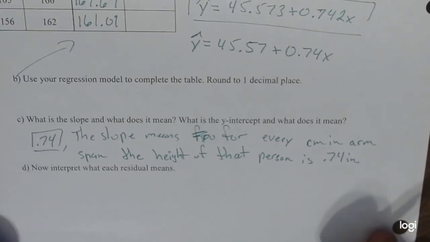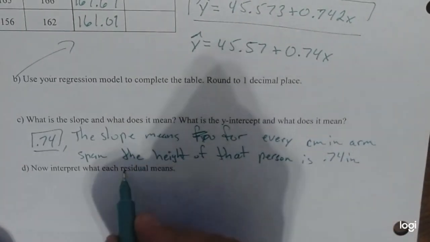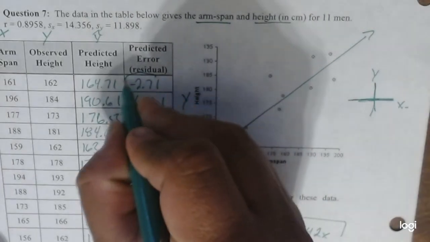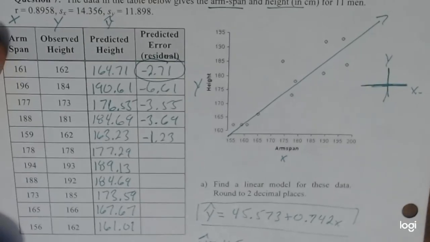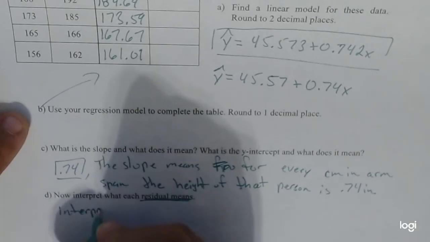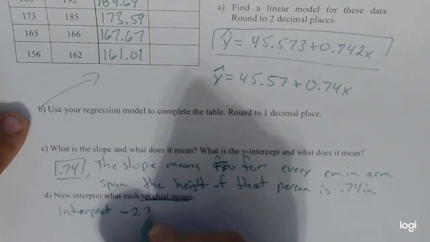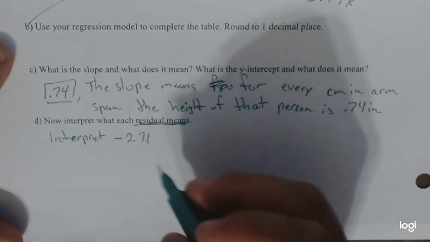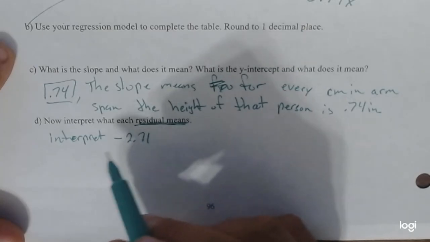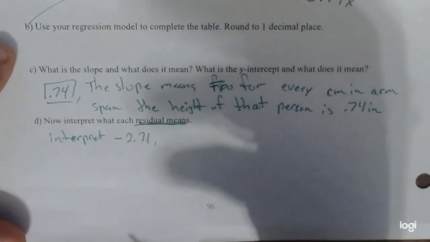Okay, and now we're not going to interpret every residual. We're just going to interpret a couple so you guys can see what I put. I'm just going to pick the first one. Okay, so let's interpret that residual, negative 2.71. Now, remember, when it comes to interpretation, we want two things. Is it positive, negative, or zero? In this case, it's negative, correct? So it's below average. The question is, what is below average?